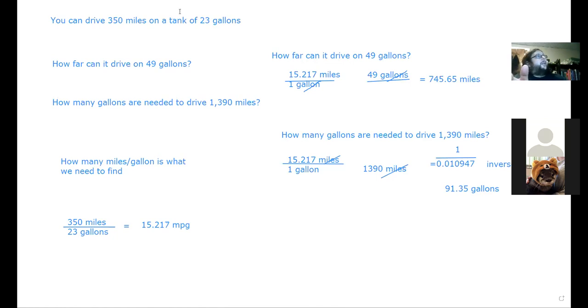If you don't want to, and I don't blame you, you flip it over here when you have it as a fraction. And that's okay. You're doing the same thing you did over here, but you're doing it at the very beginning. And then instead of putting the miles on the bottom, 1390 miles, you're doing it on top. So the miles cancel out again. And you're taking 1390 divided by 15.217, whereas before you did 15.217 divided by 1390. You're just changing the order. That's the only thing you're doing. It's all the same math. 1390 divided by 15.217 is 91.35. So you'd need 91.35 gallons to drive 1,390 miles.